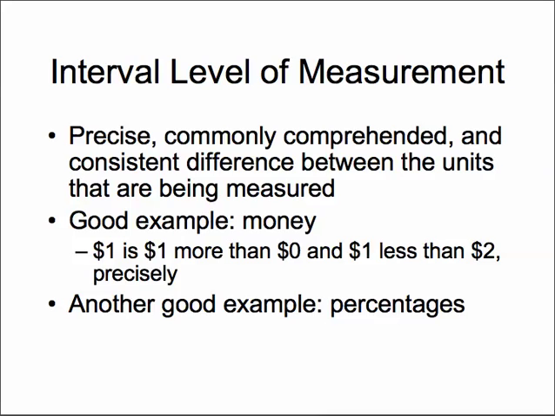$1,001,001 is one more dollar than $1 trillion. $101 is one more dollar than $100. And $2 is one more dollar than $1. A dollar is a dollar is a dollar, in other words. Other good examples are rates or percentages. 10% unemployment is 1% higher than 9%, and 1% less than 11%, precisely.